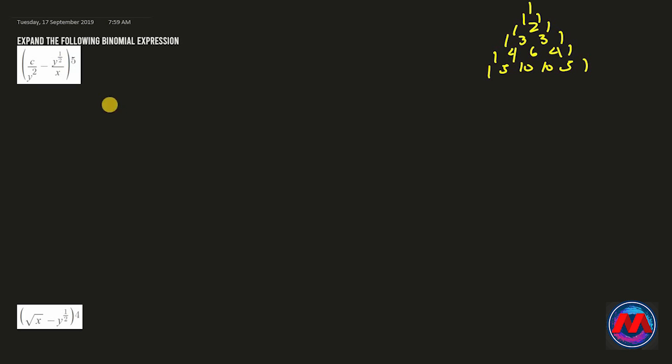Yun yung bilang ng terms na nasa Pascal's triangle. So, ito, raised to 5 siya, plus 1, ibig sabihin ito, dapat 6. 1, 2, 3, 4, 5, 6. So, if raised to 9 siya, ibig sabihin, 10 terms yon. For example, if raised to 3 siya, ibig sabihin, yung result niyan is 4 terms. Alright? So, paano natin makukuha yung value ng mga coefficients na to without the Pascal's triangle.